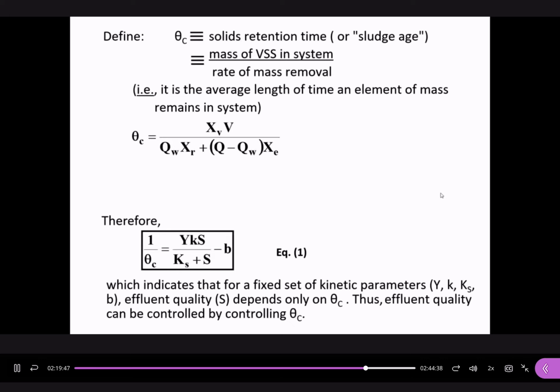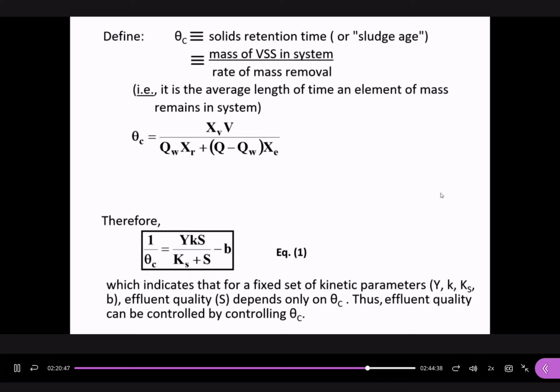Imagine the concept of hydraulic retention time: how long water stays in the tank? We say it's V divided by Q, right? It's volume. But if we multiply both by the density, it's mass. It's the mass of water in the tank divided by the mass removal rate of water. So it's the same here. Theta C is the mass of cells in the system divided by the mass removal rate. So that's cell residence time, the same as hydraulic or water residence time.